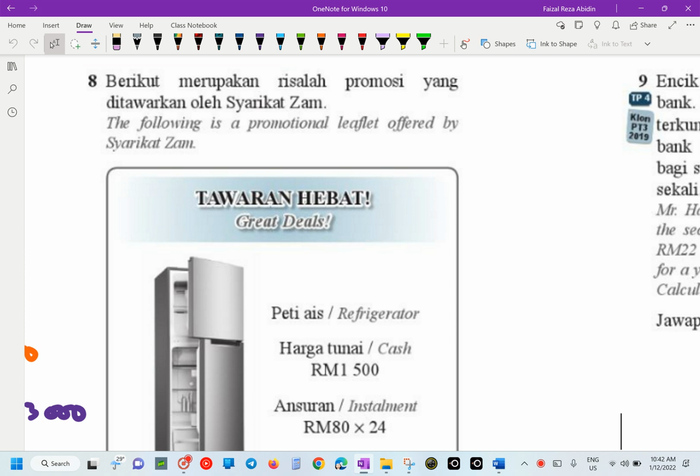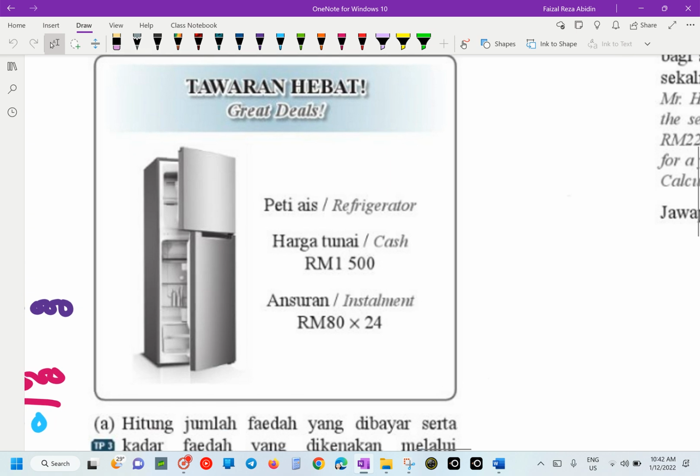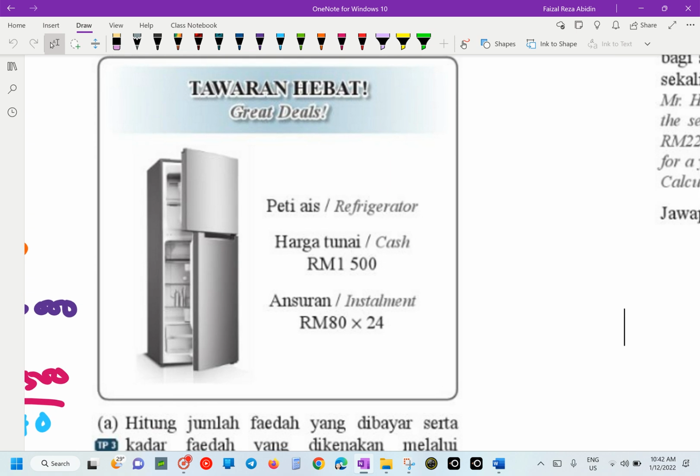Okay, the following is a promotional leaflet offered by Syarikat Zam. Tawaran hebat, great deals. Refrigerator, cash 1,500 and installment for 80 ringgit, 24 months.